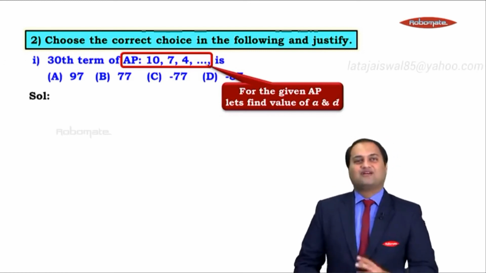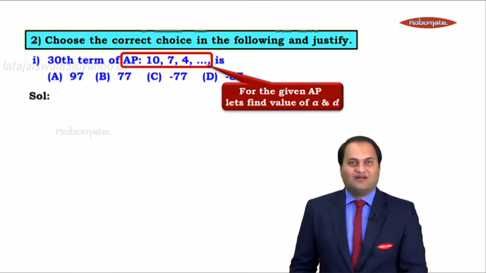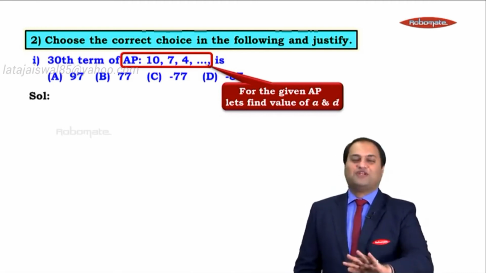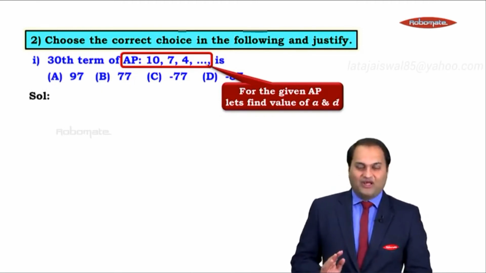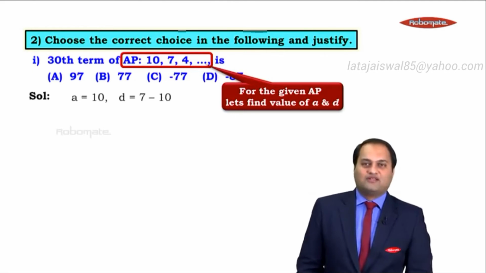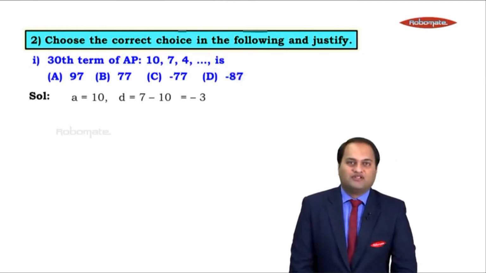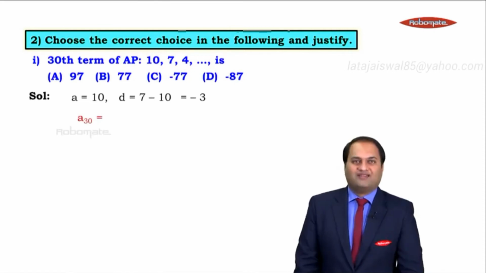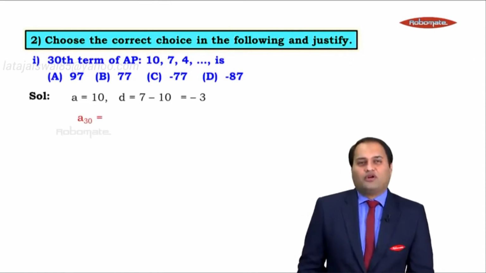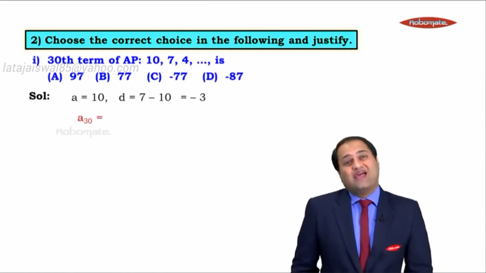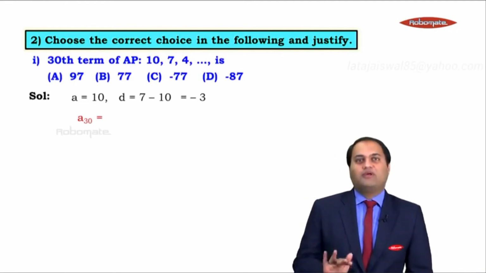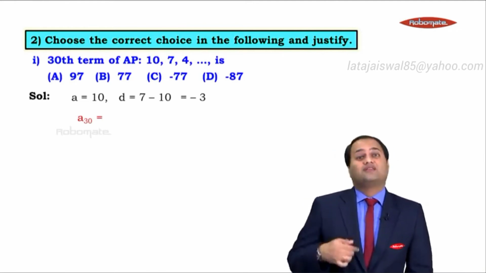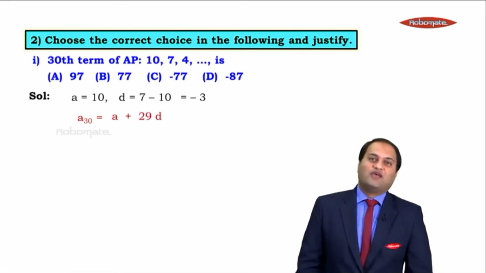Simple, just given in a different manner. It's absolutely similar to the previous sums. Clear? Let's see how do we present. A is 10. D is 7 minus 10, which is equal to minus 3, right? What are you supposed to find? A30. Now, what is the formula for AN? AN is equal to A plus N minus 1 into D. So, what will be A30? A plus 30 minus 1 into D, which is A plus 29D.